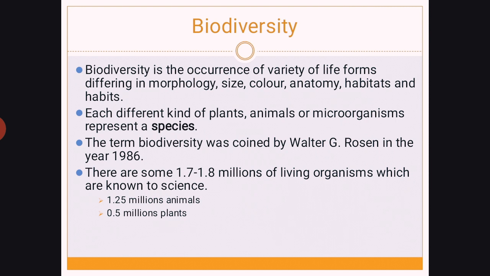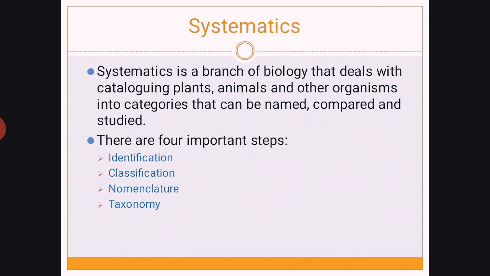To perform this process, a new branch of biology was introduced which deals with cataloging plants, animals and other organisms into different categories according to their nature. This branch of biology is known as systematics. Systematics includes 4 important steps to categorize an organism. These are identification, classification, nomenclature and taxonomy.